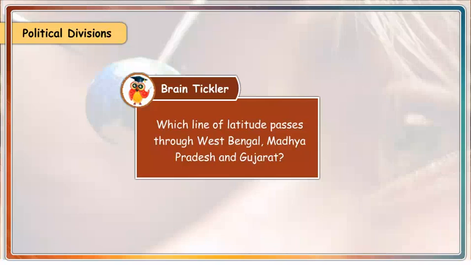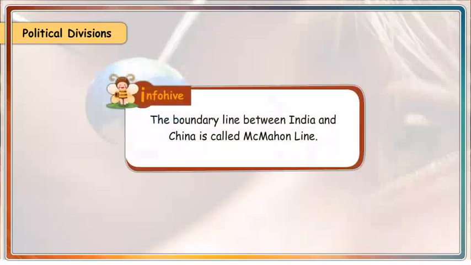Brain tickler. Which line of latitude passes through West Bengal, Madhya Pradesh and Gujarat? Info Hive. The boundary line between India and China is called McMahon Line.